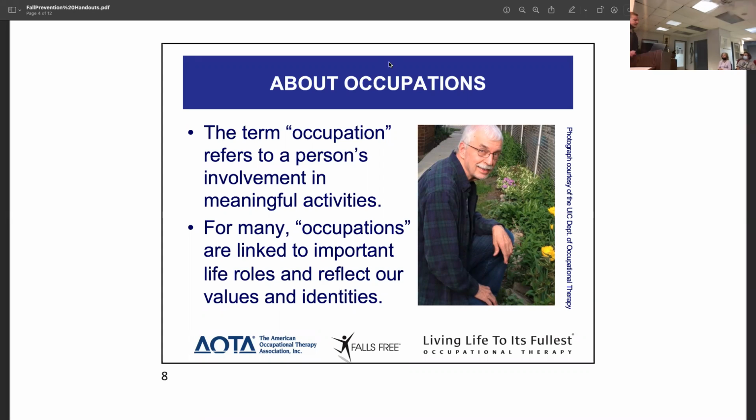Your occupations, the day-to-day things that you love to do, are linked to important roles in your life, such as being a grandparent, a friend, a volunteer, an employee, a spouse, or a caregiver. Most of us are happiest when we engage in activities that reflect our values and our identities. Fear of falling or an injury caused from a fall can keep us from doing the things that we like to do. And this is where occupational therapy comes in. We help you safely do what is meaningful to you.